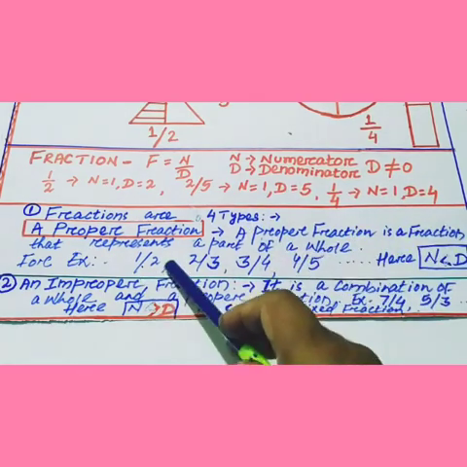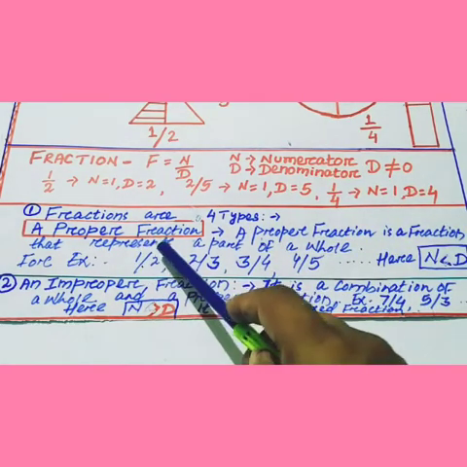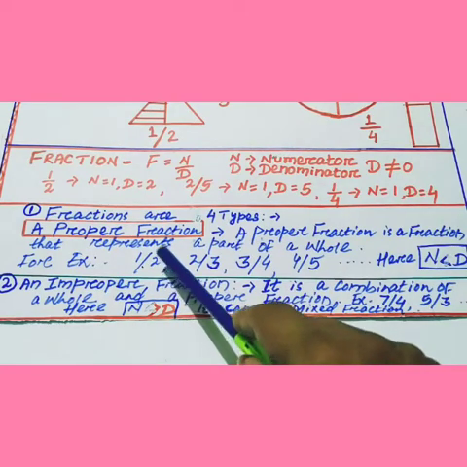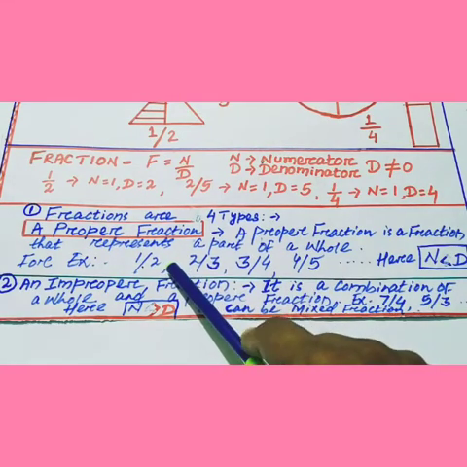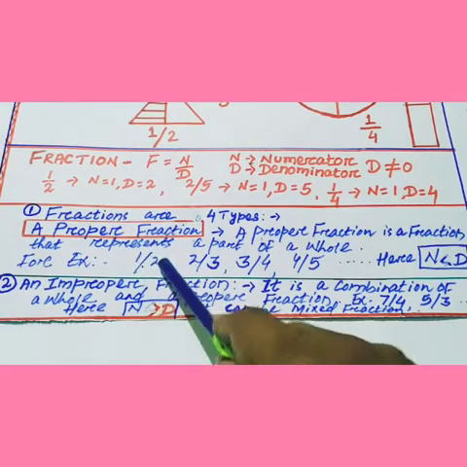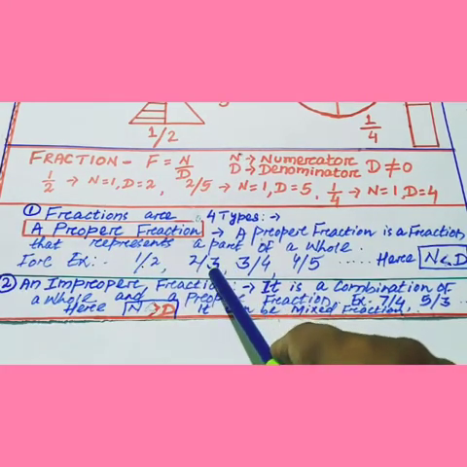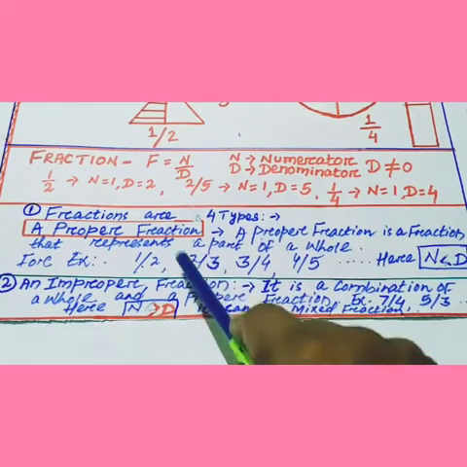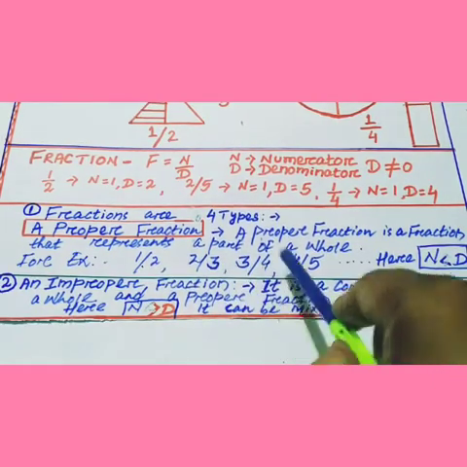For example, 1 by 2. That means 1 is taken out of 2 equal parts, a part of a whole. That means a whole figure is divided into equal parts and we take only 1. That means 1 by 2. Similarly, 2 by 3. That means a picture is divided into 3 equal parts. We will take 2. That means 2 by 3. Similarly, 3 by 4, 4 by 5.